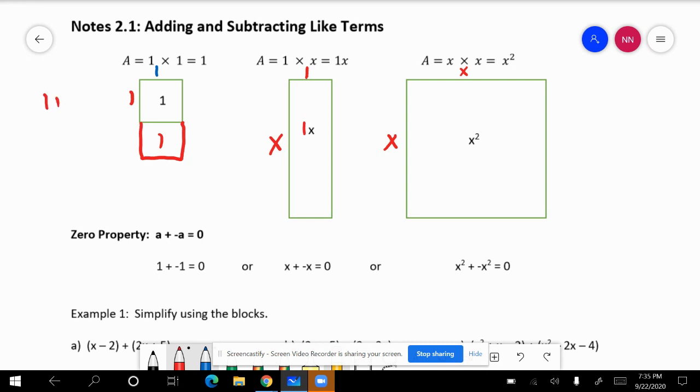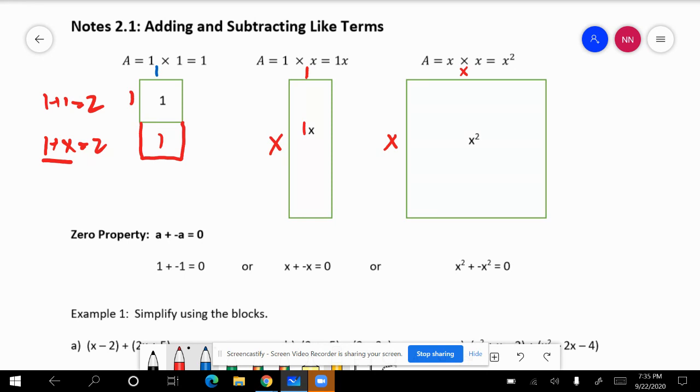So that means that 1 plus 1 equals 2. But we can't go 1 plus x equals 2. Obviously, the one right above, 1 plus 1, is 2. 1 plus x is not 2, it just is 1 + x. They don't combine. We have one square and an x.